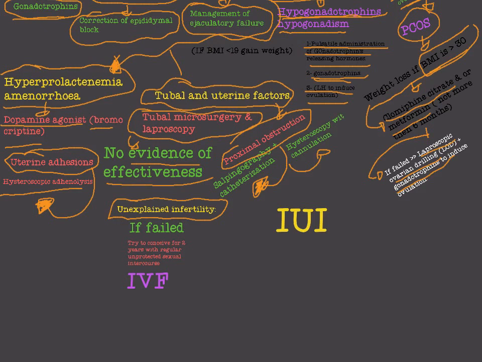If it is unexplained infertility, we have to try to conceive for 2 years with regular unprotected sexual intercourse. The first thing to do is to give the couple the chance to conceive within 2 years of regular, unprotected sexual intercourse. If we fail to conceive in the first 2 years, then we move to other things like in vitro fertilization. We talk about in vitro fertilization in another video.